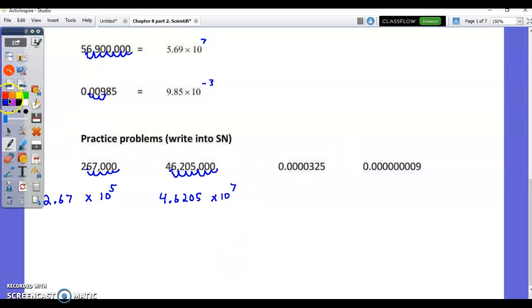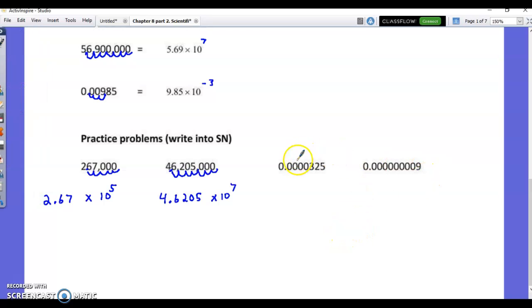All right, now we are dealing with the small numbers, negative exponents. All right, so if I look at this, to make this number between 1 and 10, the decimal is going to go between that 3 and that 2.